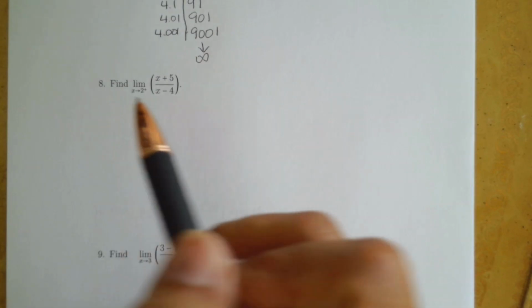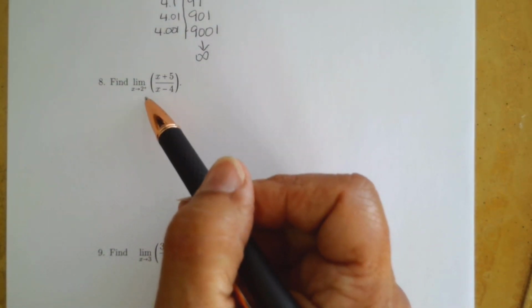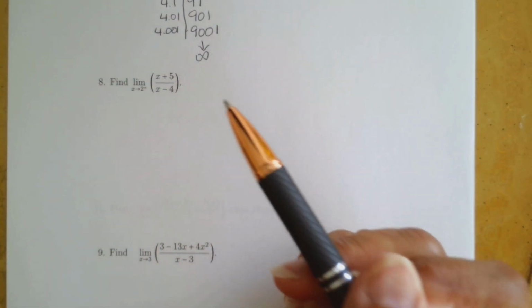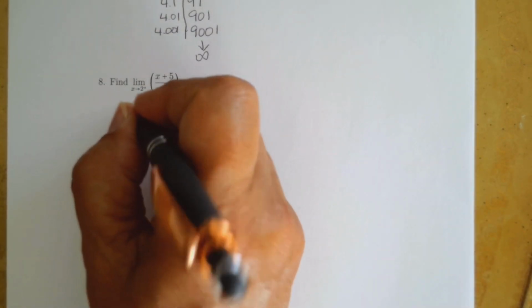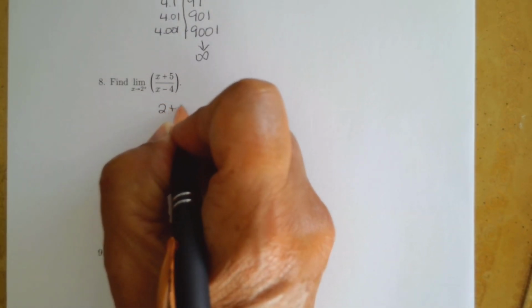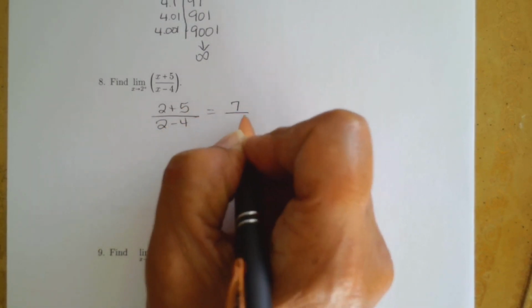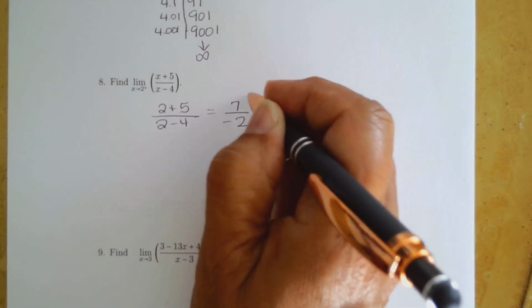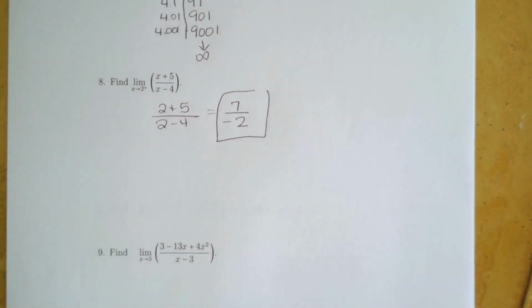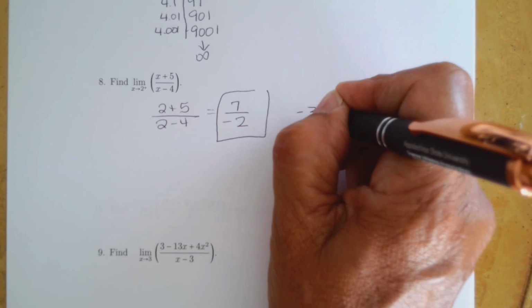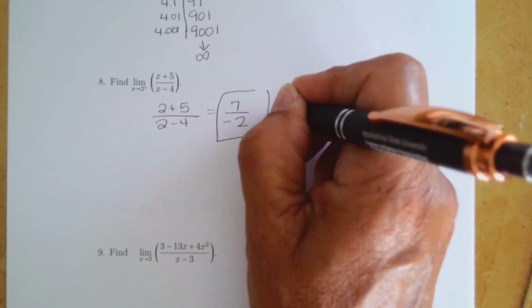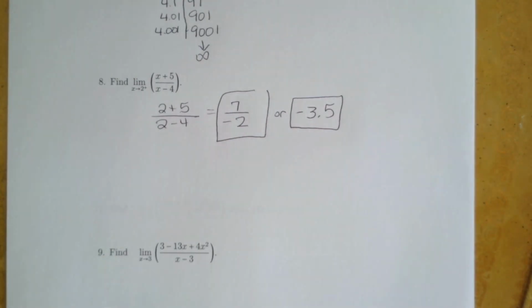Plug in 2. So find the limit as x approaches 2 from the right of x plus 2 over x minus 4. Well, if I plug in 2 in the top and 2 in the bottom, I am going to get an answer of 7 over negative 2. So negative 7/2 is the answer. You could write negative 3.5. That's fine too. Okay. So negative 3.5. Plug it in. If you get a number answer, you're done.